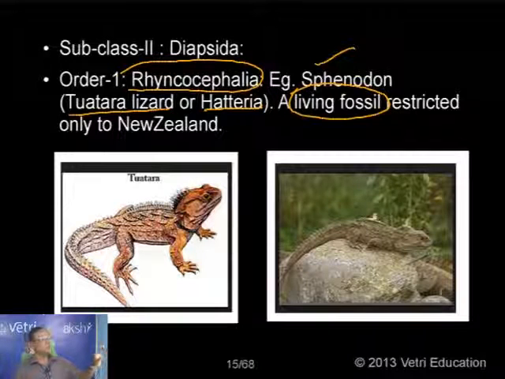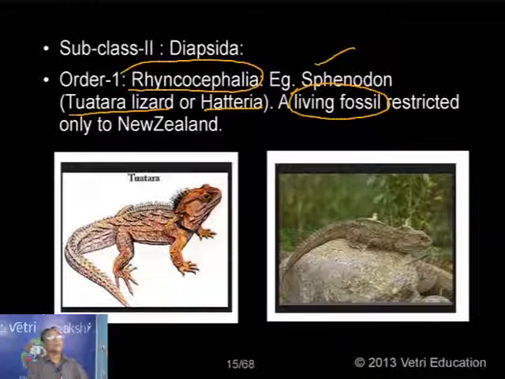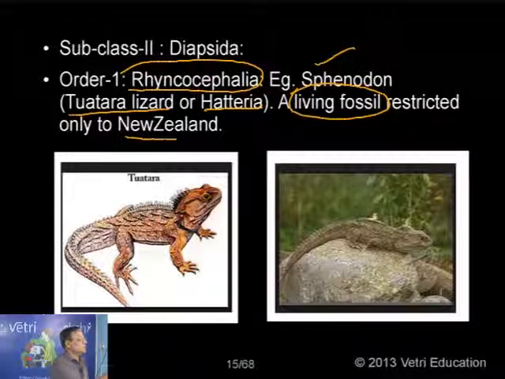So this animal shows only a localized, restricted distribution, found only in New Zealand. So this is the animal Tuatara. This is the diagrammatic one, and this is the real animal photograph.